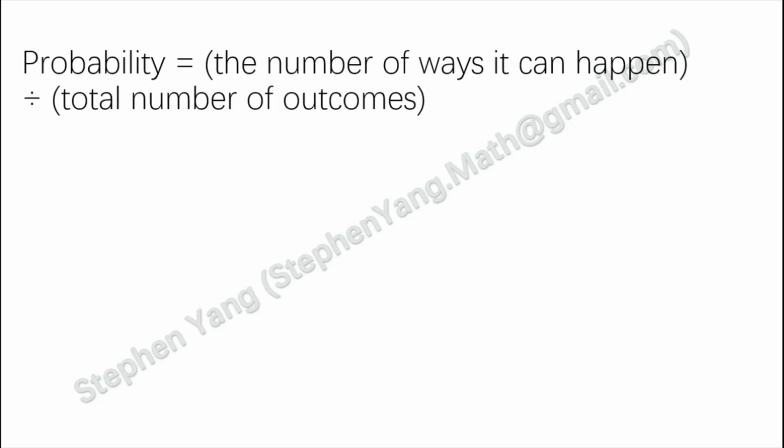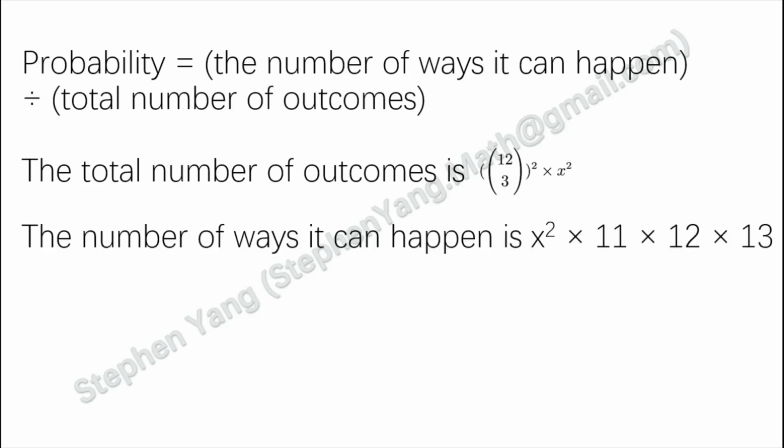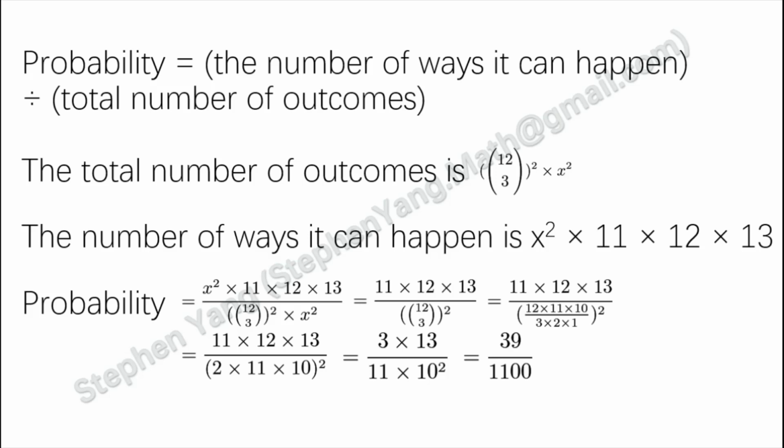We know that the probability equals the number of ways it can happen divided by the total number of outcomes. And we know that the total number of outcomes is 12 choose 3 squared times x squared. And we also know that the number of ways it can happen is x squared times 11 times 12 times 13. And so the probability equals x squared times 11 times 12 times 13 over 12 choose 3 squared times x squared. And that equals 11 times 12 times 13 over 12 choose 3 squared.